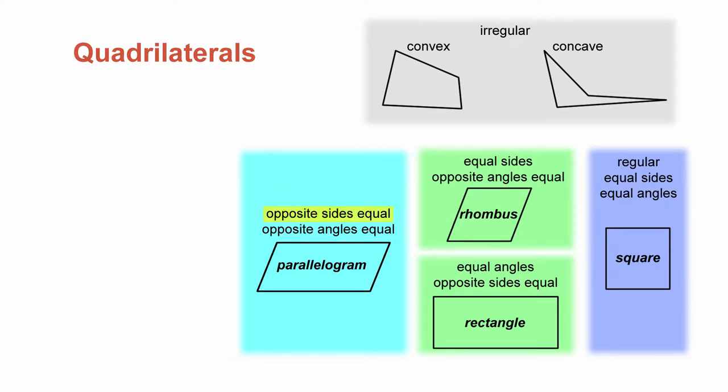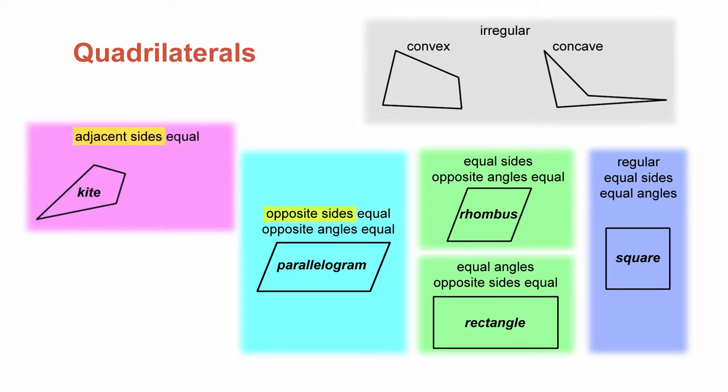Now if I take the side length condition for a parallelogram and change opposite to adjacent, I get a kite. The kite has two pairs of equal length adjacent sides. Notice that a kite also has one pair of equal opposite angles, but the other two angles are not identical. Actually, I also have to specify that the kite is convex. A concave quadrilateral with two pairs of equal adjacent sides is called a dart.